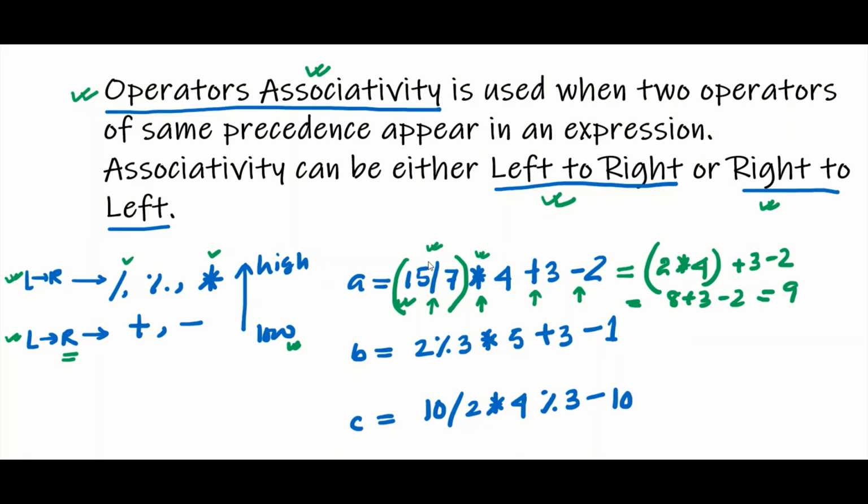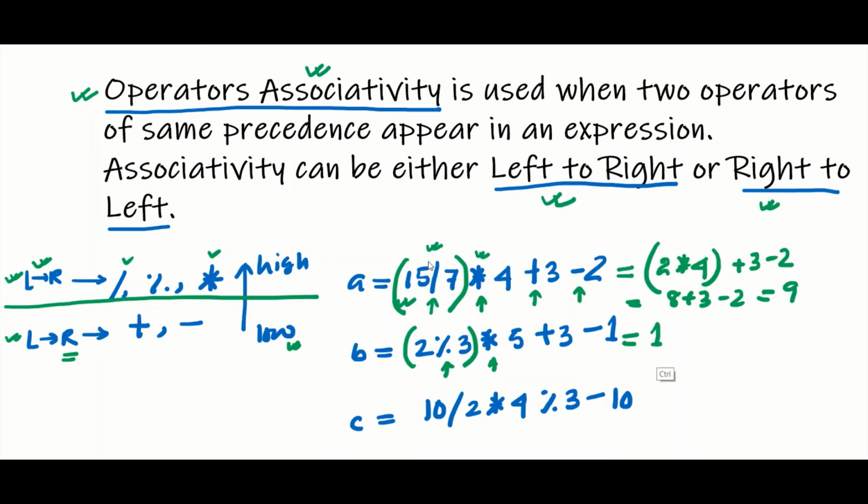Let's see the second one again. Second case. There we have modulus and multiplication. These are higher in priority. This is our table, higher in priority. So which part should I pick? Left to right, because they work from left to right. So left to right, 2 modulus 3, the answer will be 1.